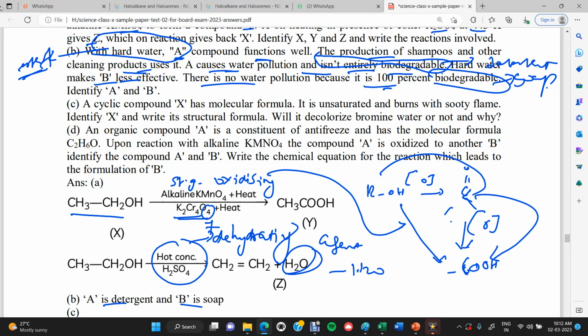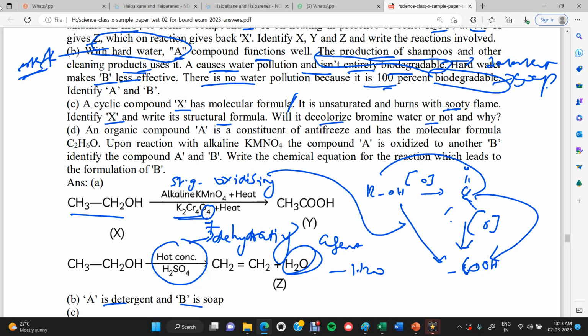Right. Next one. A cyclic compound X has a molecular formula. They didn't give anything. It is unsaturated and burns with a sooty flame. Identify X and write its structural formula. Will it decolorize bromine water or not? Unsaturated means there should be a double bond.